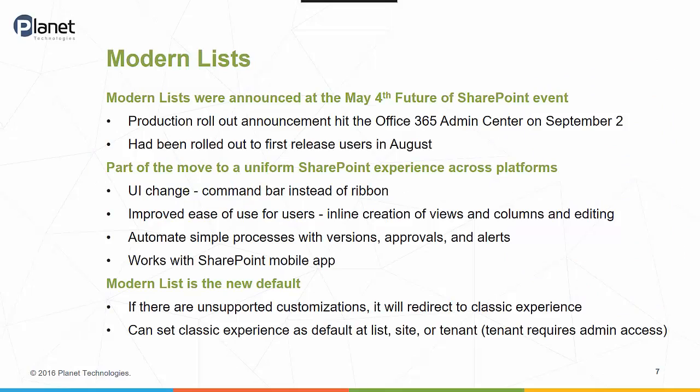So when we're looking at the modern lists, like I mentioned, these were announced way back in May when Microsoft held its May 4th Future of SharePoint event, and they really put an emphasis on the modern experience that was going to be coming to SharePoint. That included things like the modern libraries, which rolled out first, and the sites tile actually saying SharePoint, which rolled out shortly after the May 4th event. Now we've seen modern libraries hit, modern lists, and then they announced at the end of August that we're going to have modern team sites coming down the line as well.